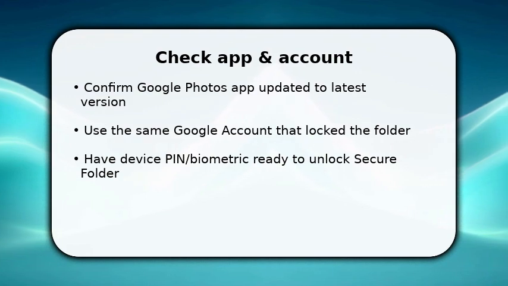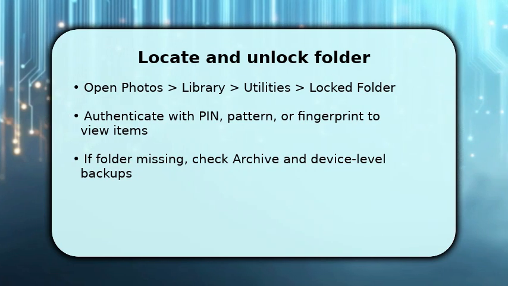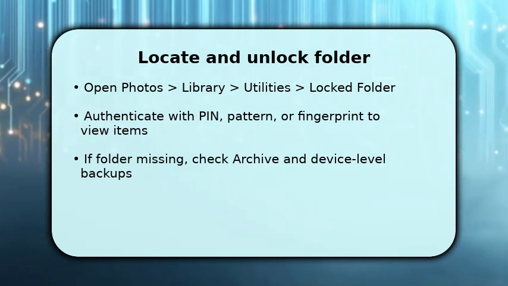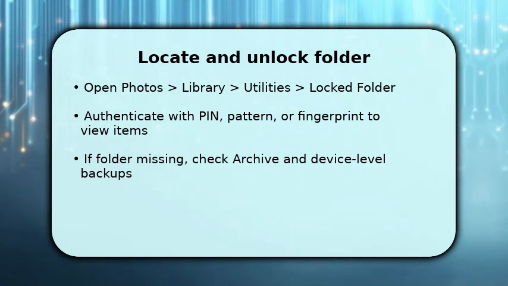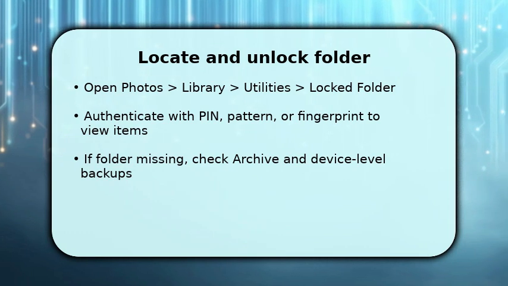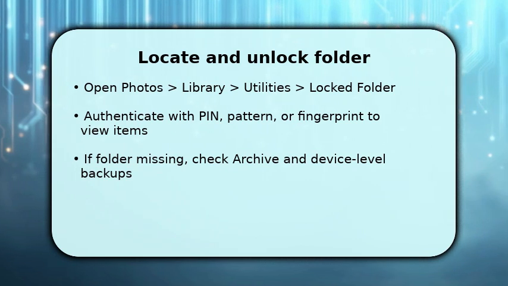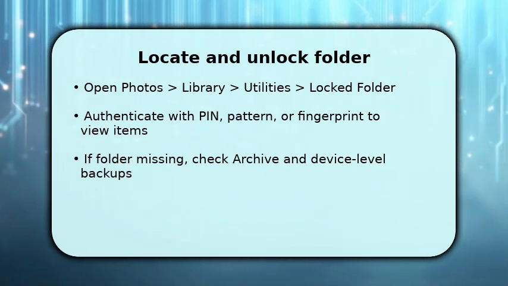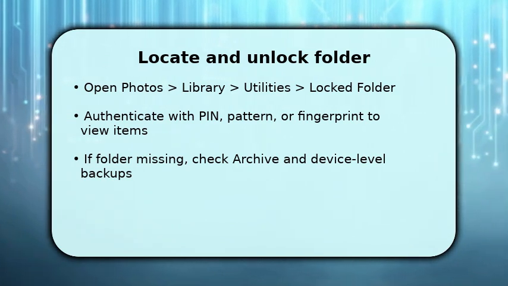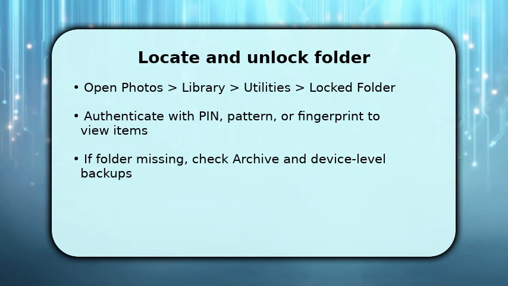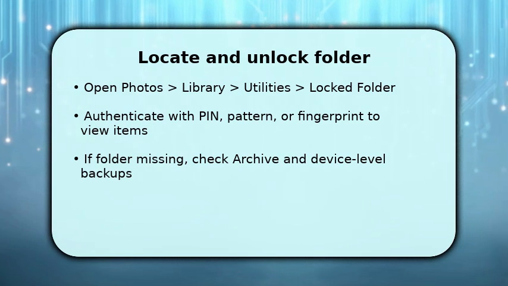You'll find the locked folder under Photos Library Utilities. Tap Locked Folder and authenticate with your device security to reveal items. If the folder appears empty, pause, swipe to archive, and check other albums, because items sometimes get moved rather than deleted. Once unlocked, select photos or videos and use Move or Restore to transfer them back to the main library. This preserves timestamps and metadata. Make sure to export any critical files immediately to avoid future lock conflicts.